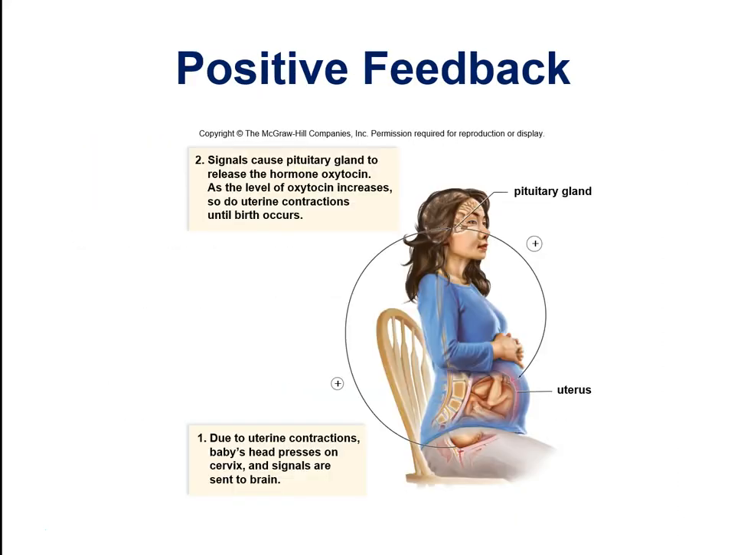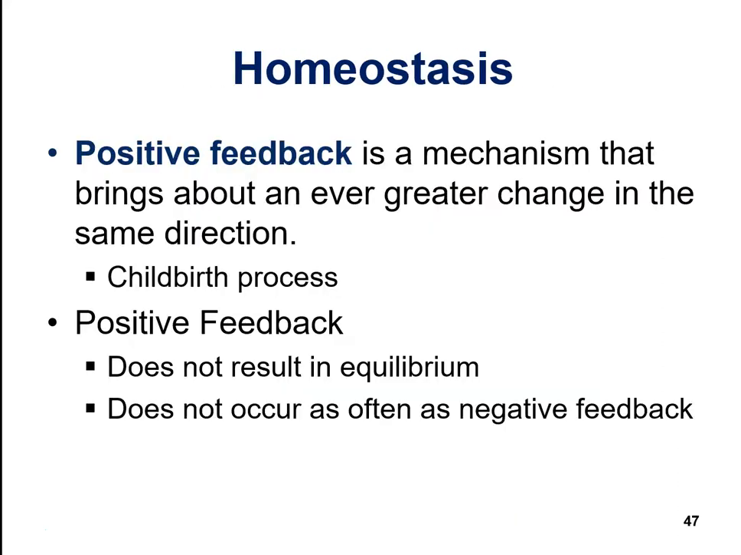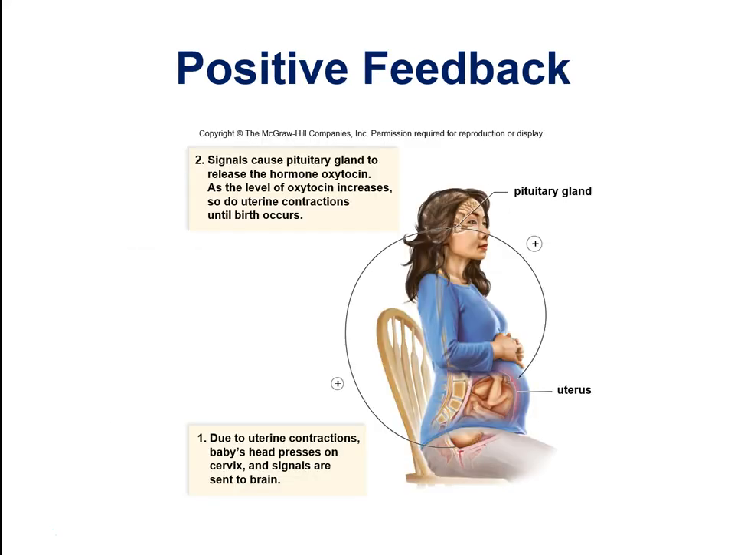All right, so there is something called positive feedback. Now here, this is not going to bring things back to homeostasis or back to that set point, but it actually brings about a greater change in the same direction. Some examples here, so childbirth. Positive feedback doesn't result in equilibrium, and it also does not occur as often as negative feedback. Negative feedback is happening all the time. Your body always has to maintain homeostasis. Positive feedback mechanisms usually occur in specific instances, like say childbirth. Also, wound healing is another example as well.